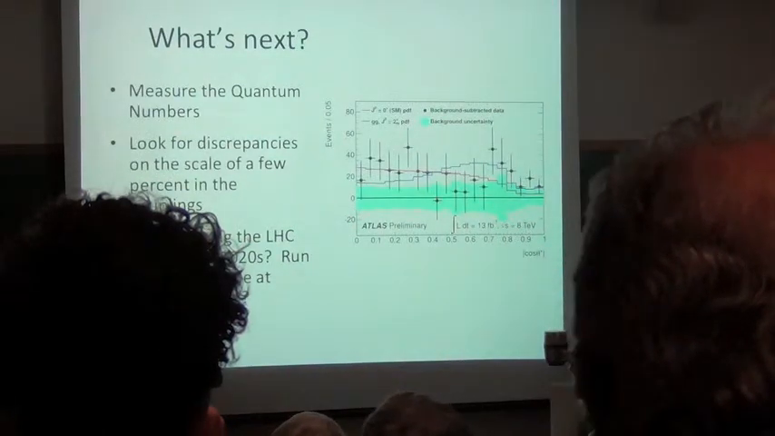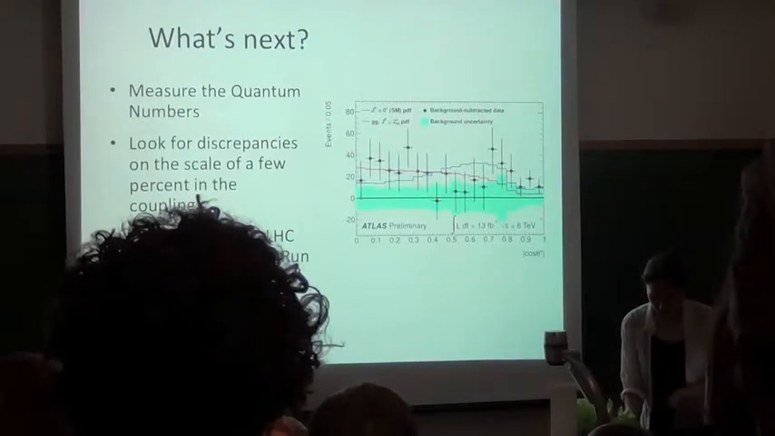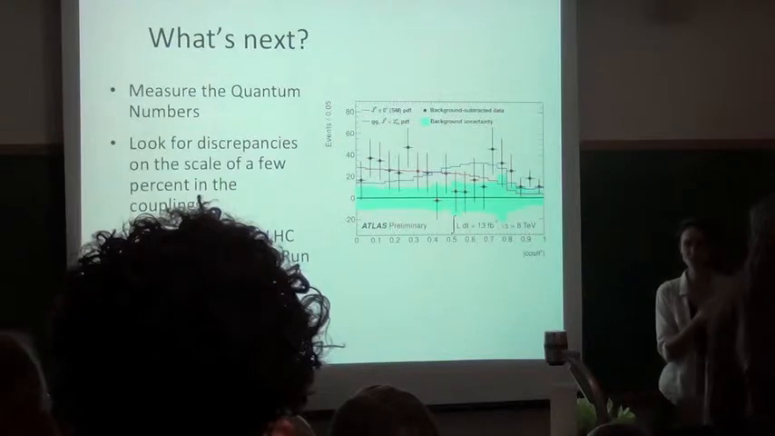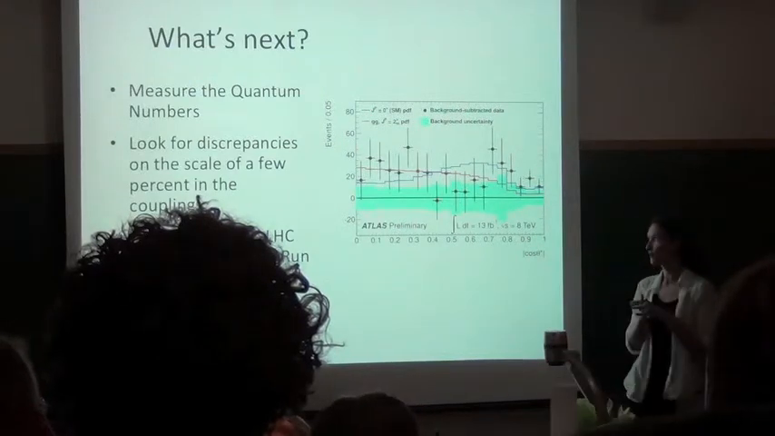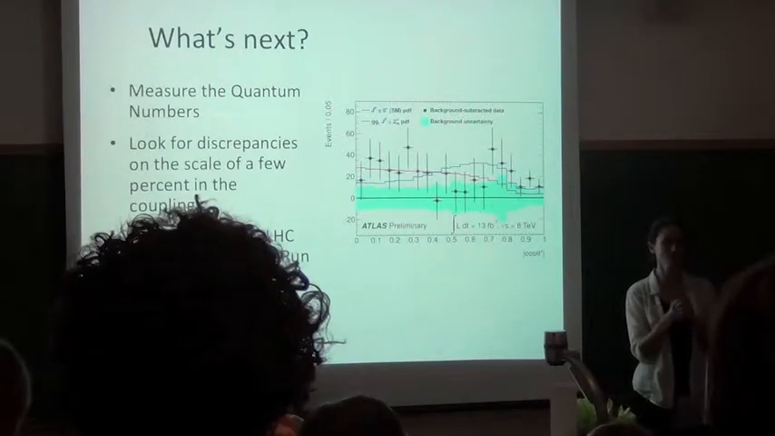Okay, so what's next? I have to say we have a Higgs boson. We're confident that we have a Higgs boson. It's looking and acting like a Higgs boson. The question that we have now is: is it the standard model Higgs boson, or is it maybe something else?